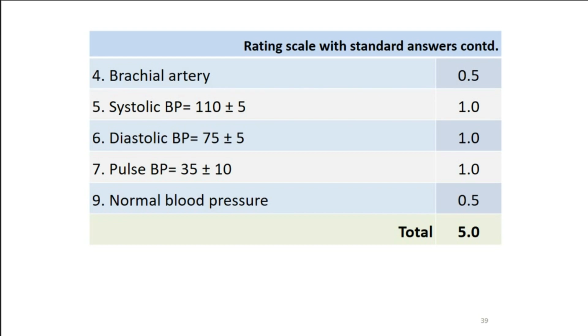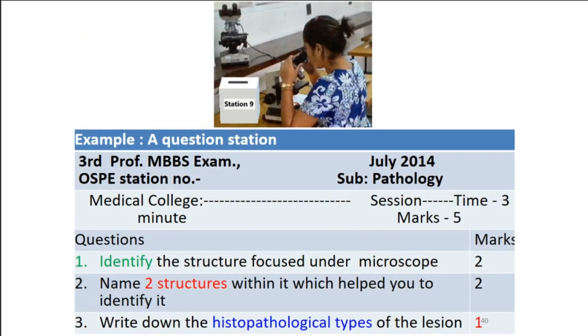4. Brachial artery, 0.5. 5. Systolic BP equals 110 plus or minus 5, 1.0. 6. Diastolic BP equals 75 plus or minus 5, 1.0. 7. Pulse pressure equals 35 plus or minus 10, 1.0. 8. Normal blood pressure, 0.5. Total 5.0.